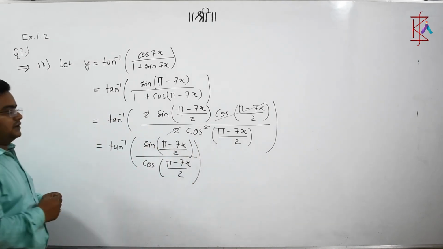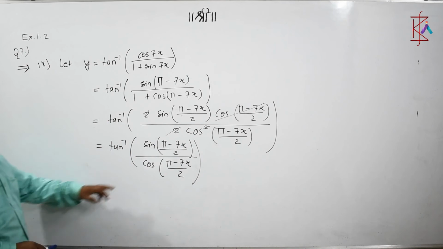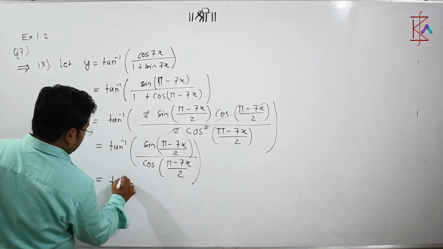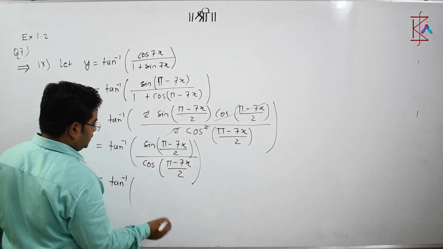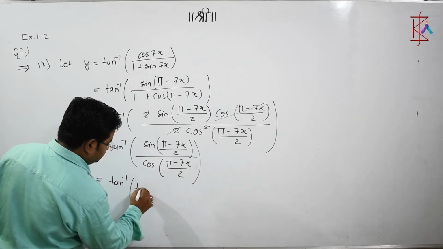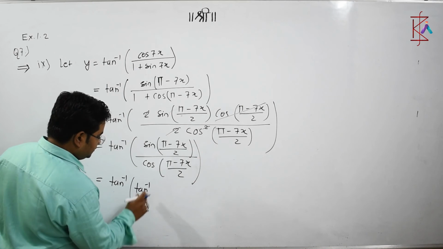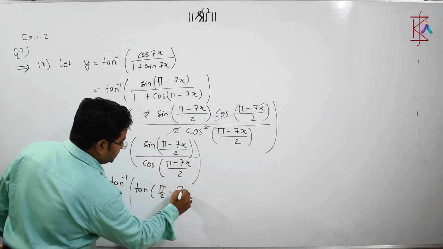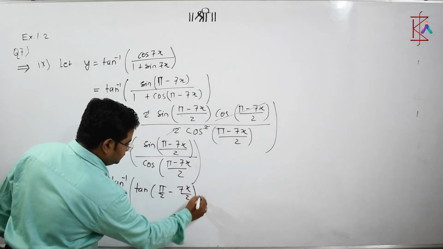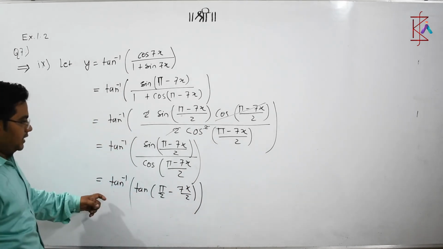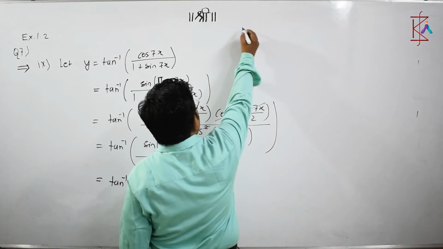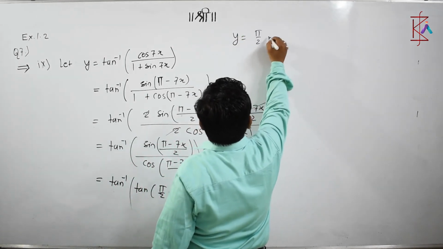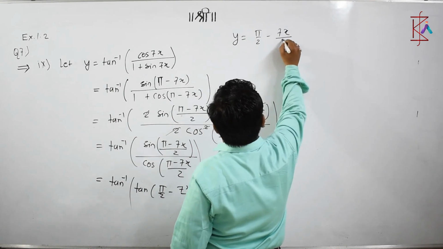Hope the picture is clear. Now this is nothing but tan. So again what are we getting? Tan inverse of, what is that? Tan inverse of tan of pi by 2 minus 7x by 2. Okay, so again simplification gives us y is equal to pi by 2 minus 7x by 2.